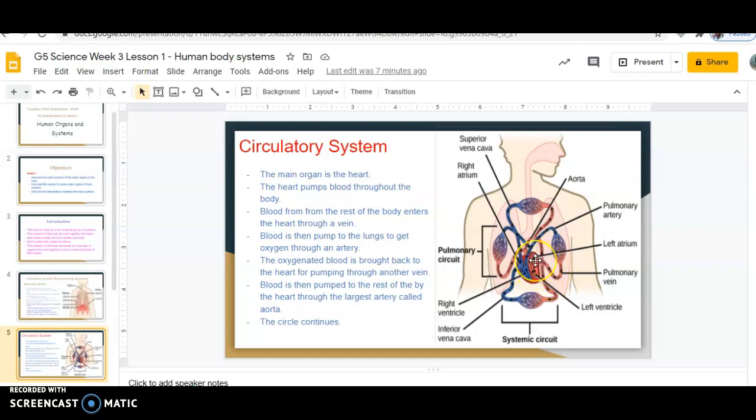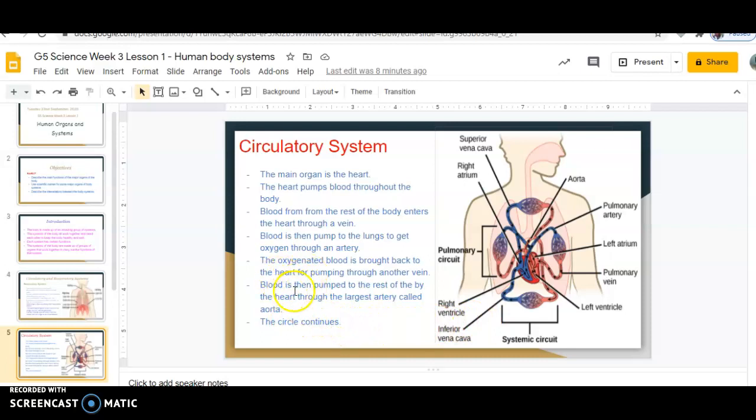Now, after getting in there, it will be pumped so that it has enough pressure to go to all parts of the body. It will come out through the aorta, which is the largest artery. So some blood will go to your head, to your legs, the whole part of the body. And then the circulation will repeat itself. When the oxygen is finished, it comes back through the vein, gets pumped back to the lungs, gets more oxygen, back to the heart again, and then the cycle continues.